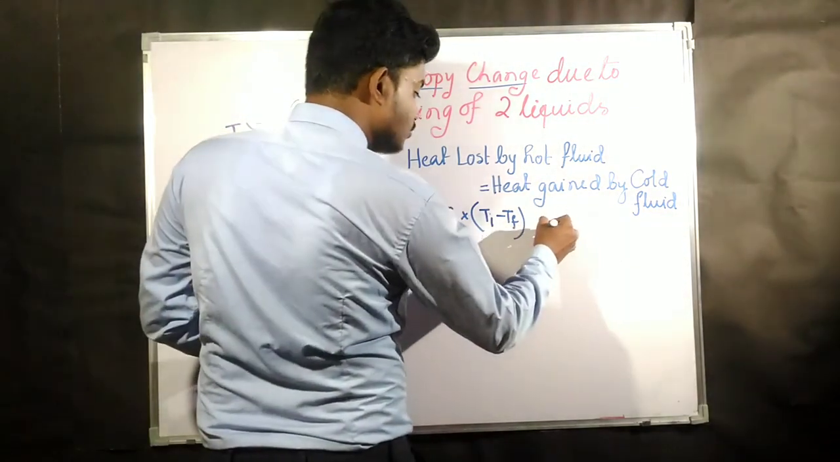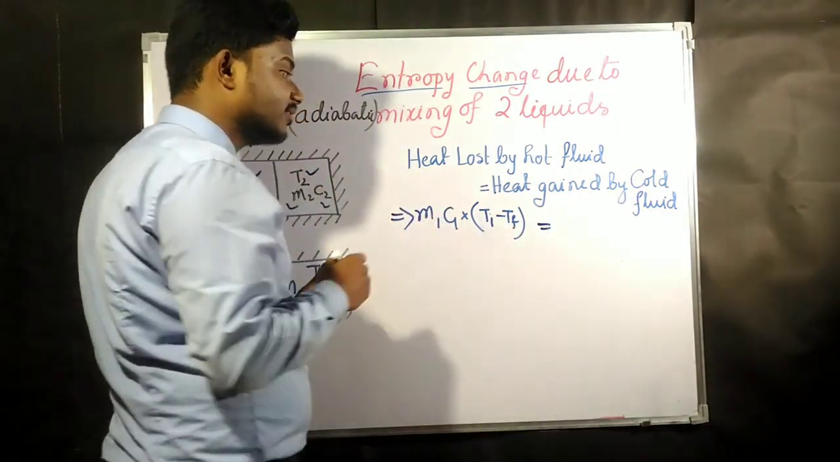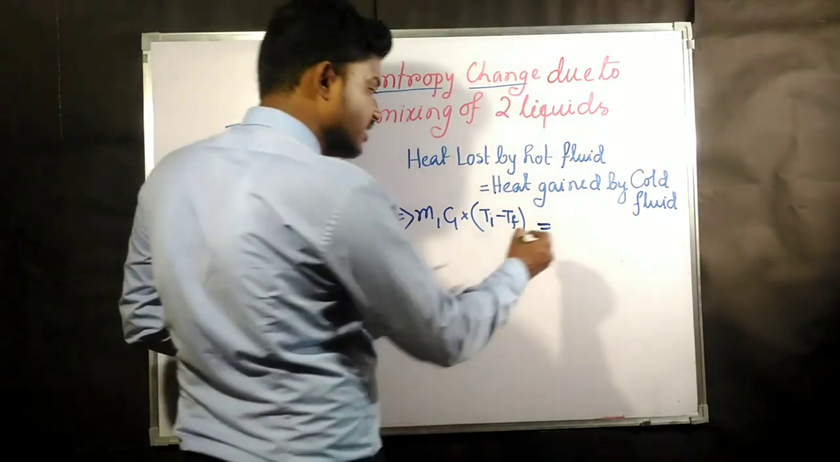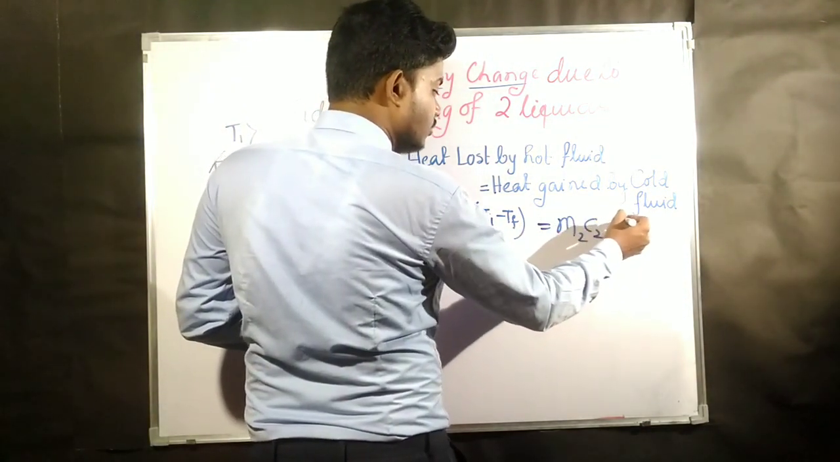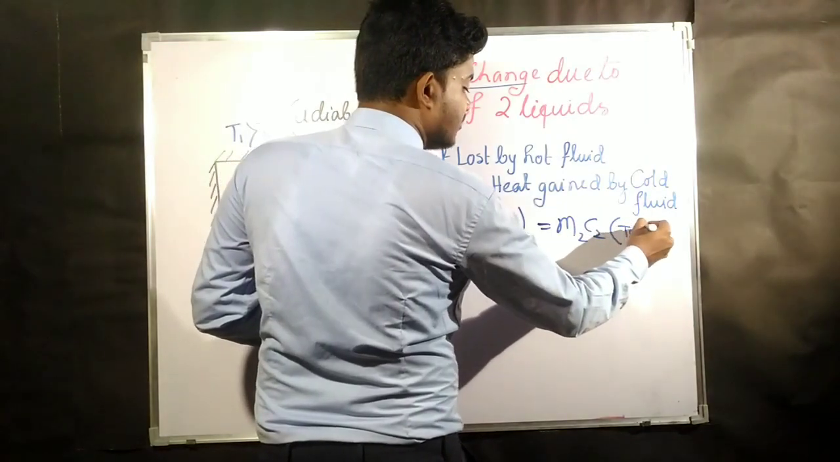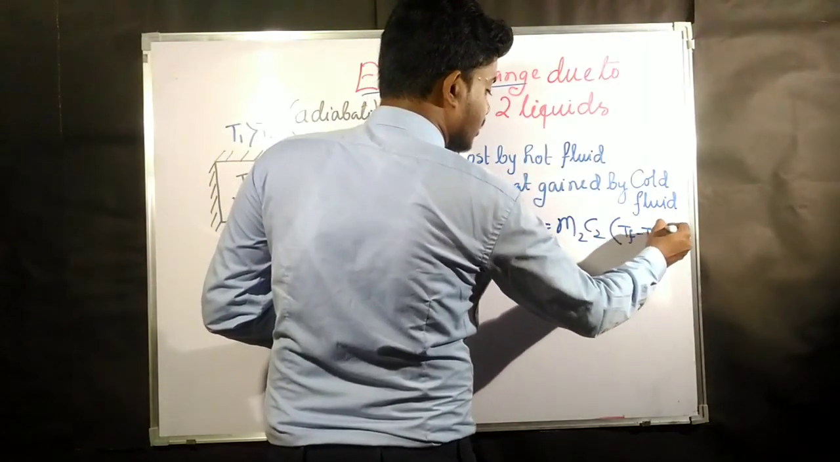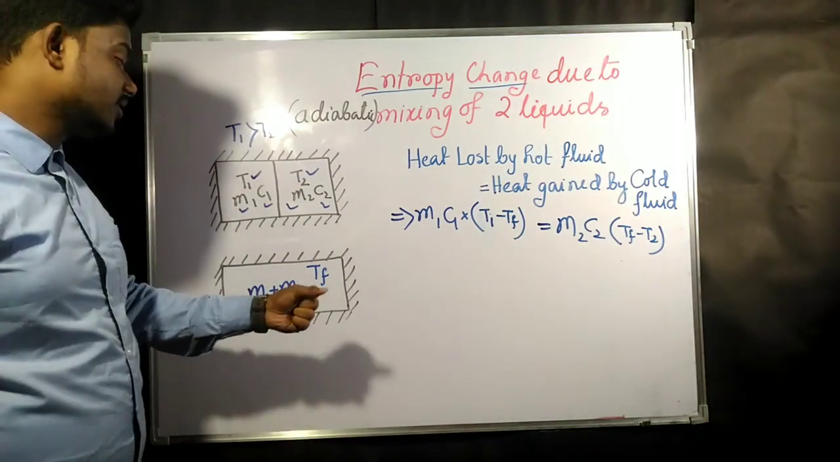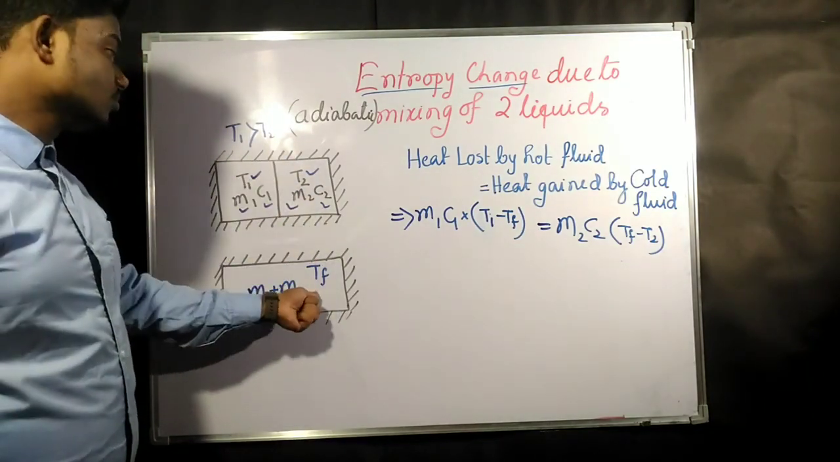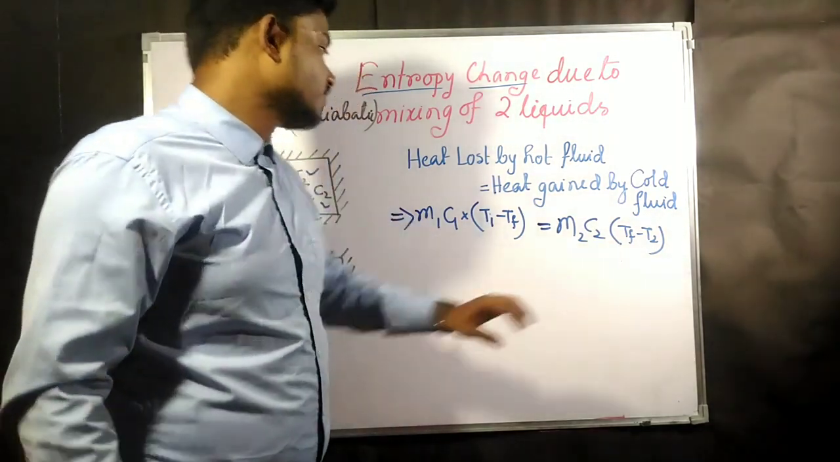This is going to be equal to the heat gained by the cold fluid. The amount of heat gained by the cold fluid is M2 into C2 into TF minus T2. Now T2 is the colder fluid. It will gain some heat so that its temperature will increase to TF.